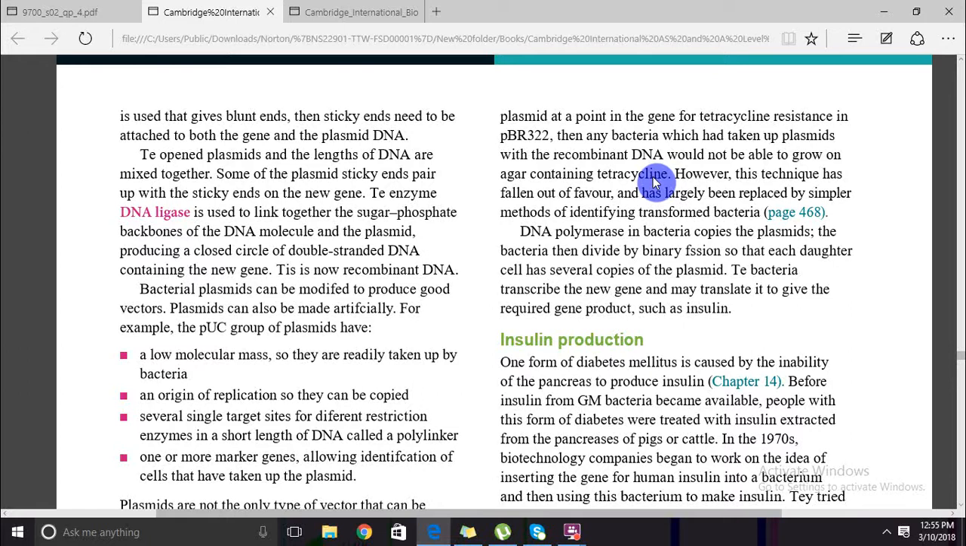Number 2, plasmids are naturally found in bacteria, and they can be exchanged between bacteria of the same or different species. And so we can mimic this natural process to make plasmids act as vectors. This is good. And another thing is that because of their low molecular mass, they can easily be taken up. Stuff that is a smaller size is more easily diffused.